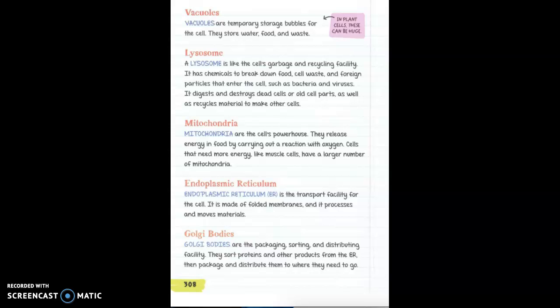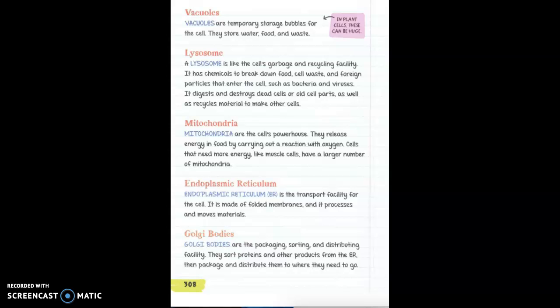The mighty mitochondria. The mitochondria are the cell's powerhouse. They release energy in food by carrying out a reaction with oxygen. Cells that need more energy, like muscle cells, have a larger number of mitochondria.